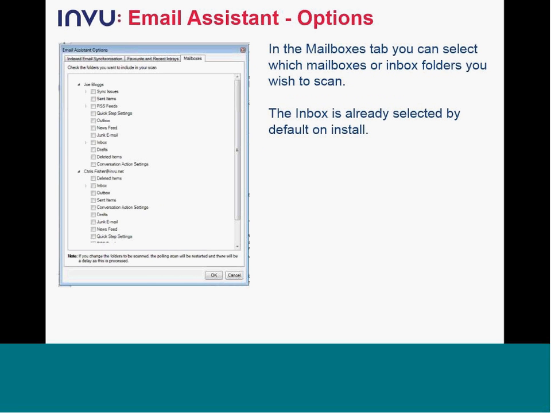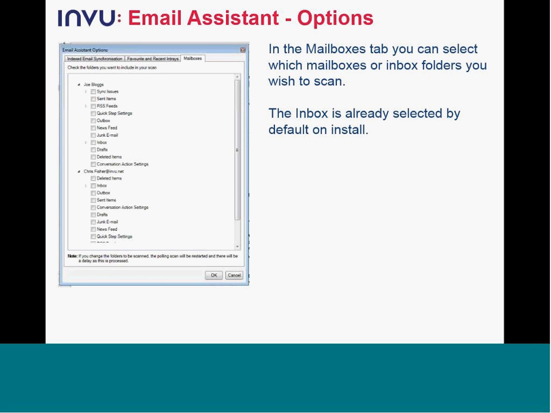The next one is mailboxes. If you've got more than one mailbox associated to your email profile, you can scan those to determine whether or not emails are saved in Invu. And you can also choose folders within your Outlook. By default, the inbox is always selected. So as soon as it's installed, it will start scanning the inbox pretty much straight away. If you wanted to scan your sent items or any other subfolders within your inbox, then it's just a case of going into the settings, clicking mailboxes, and ticking whichever folder you wanted to scan.